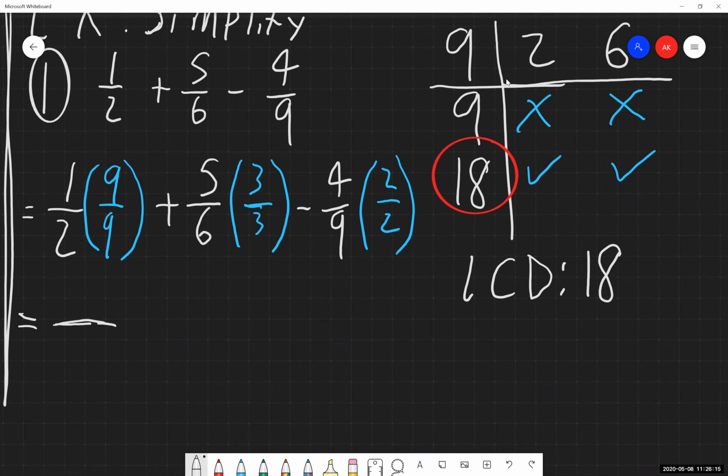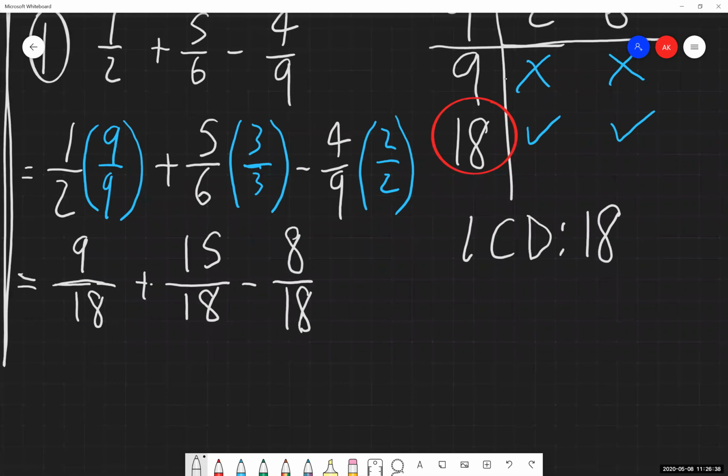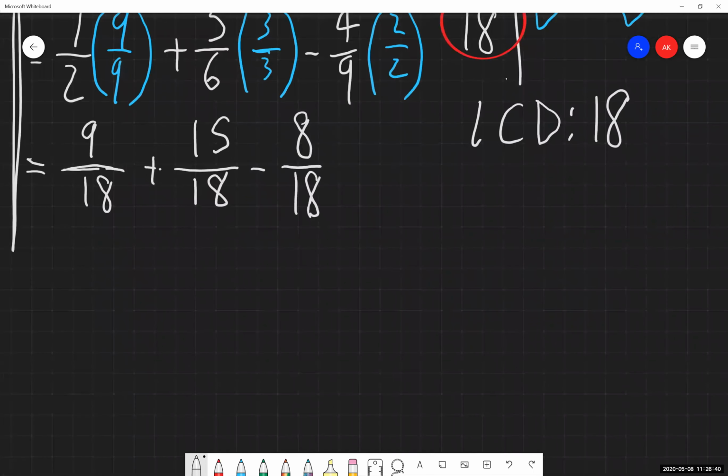So multiply each of these straight across. I'm going to get 9/18 plus 15/18 minus 8/18. So now everything has a common denominator, and now I can add or subtract the numerators together.